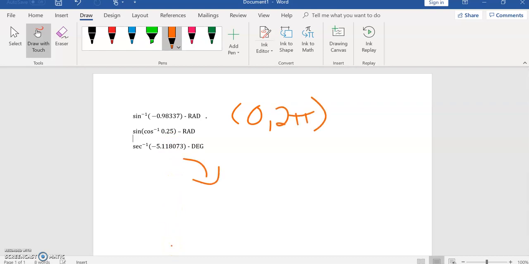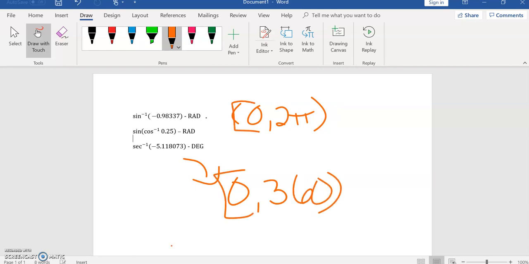If down here, this degree one, they said 0 to 360, and they'll usually do it this way to show they only want you to do one repeat. They will do it like that.